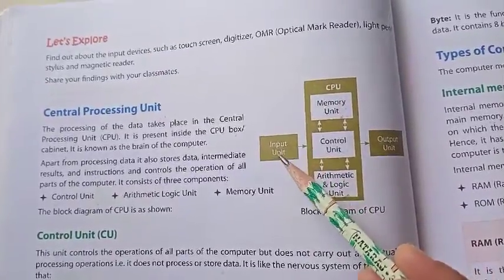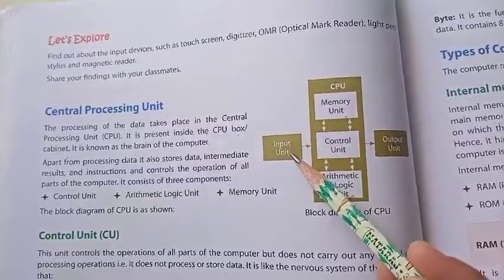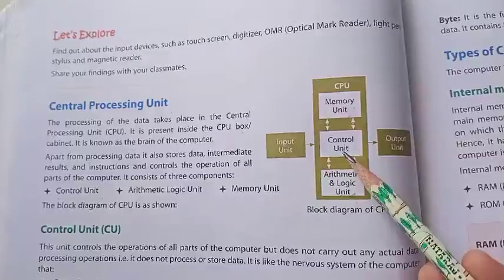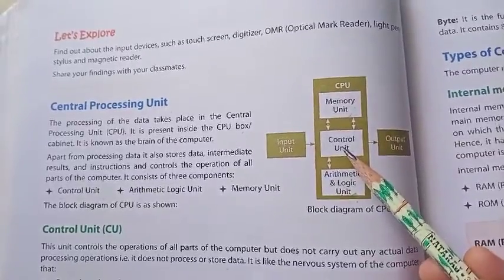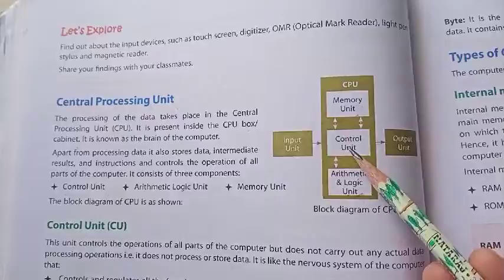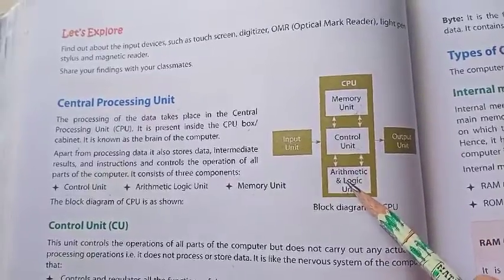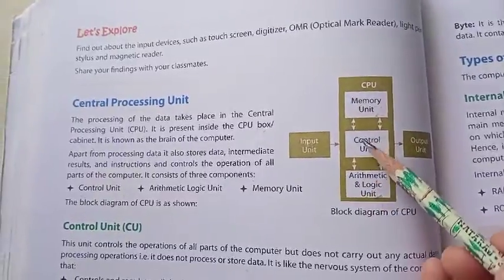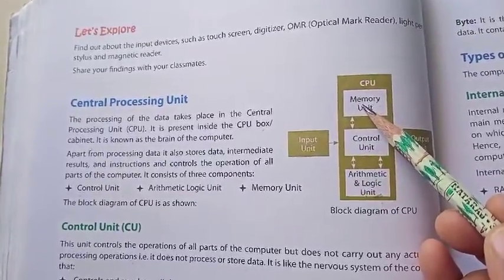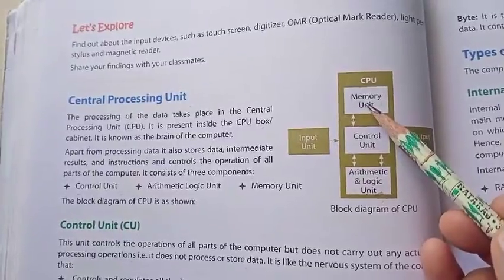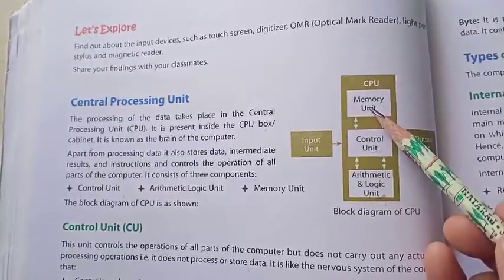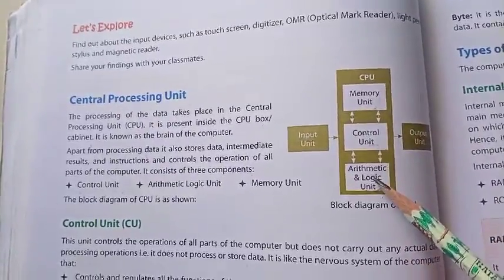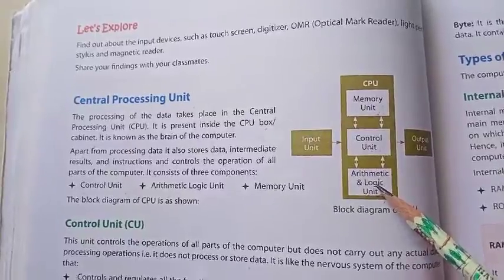How it works: the input unit gives the input that is taken up by the control unit. If the system is free, no other processing is going on, the control unit will send the data to the arithmetic logic unit to process it. And if it is not free, it will send the data to the memory unit. There the data is going to reside for some time, and as soon as the processor becomes free, that data is again fetched by the control unit and sent to the arithmetic logic unit for processing.